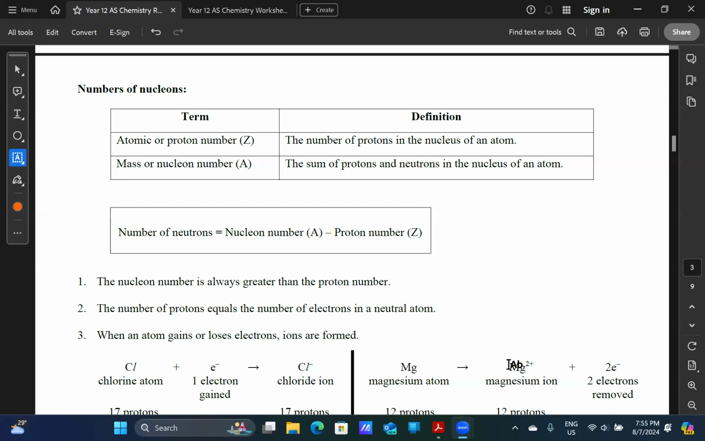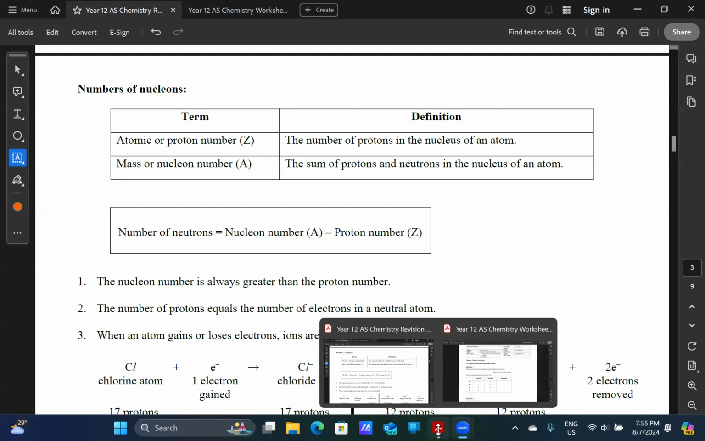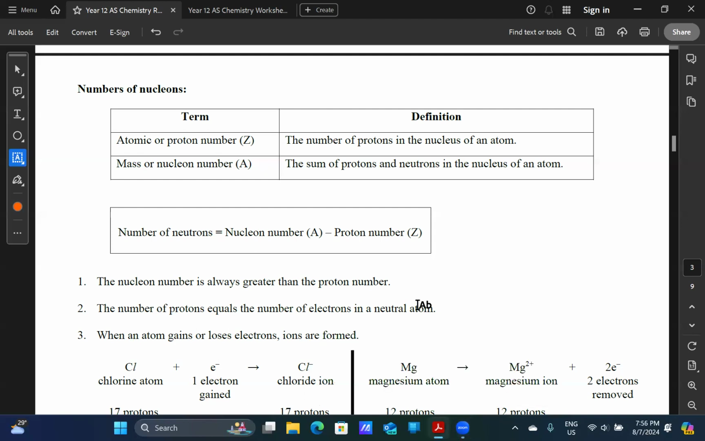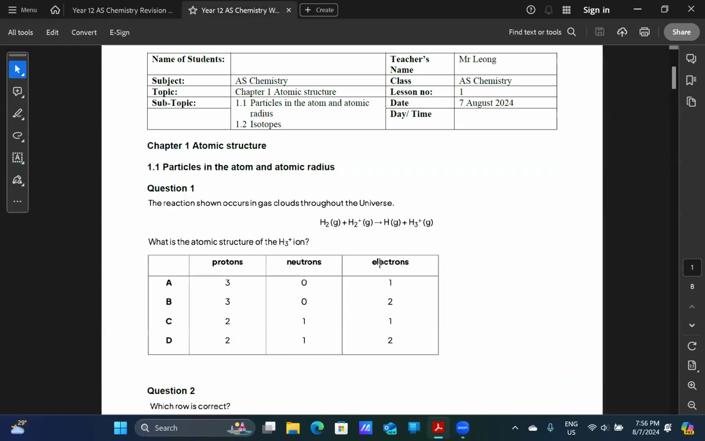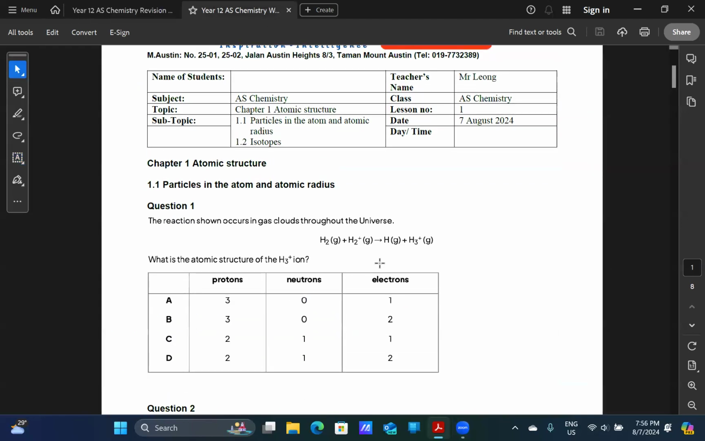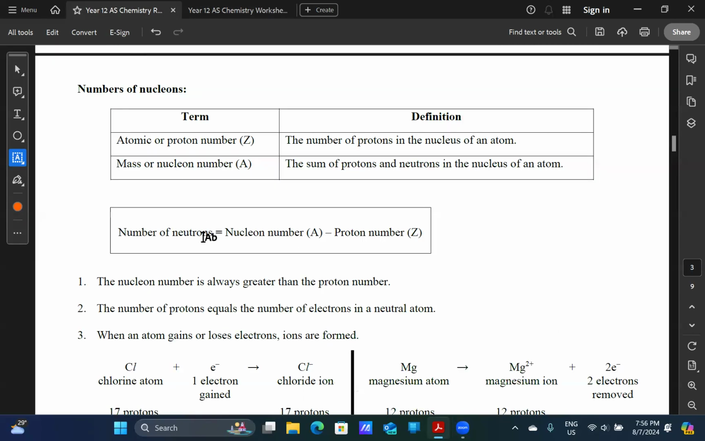Okay, then I think I will just proceed. When I finish these numbers of neutrons, I will continue with the worksheet. I will start to discuss the exercises on numbers of neutrons.